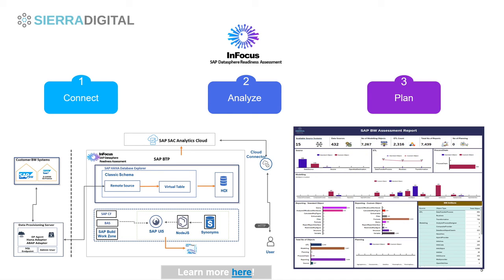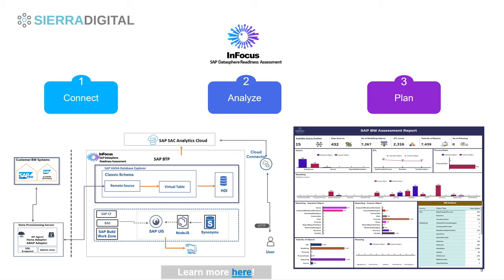Sierra has simplified the consumption of their assessment tool into 3 simple steps. The first step is connect, where the tool employs a straightforward process commencing with the establishment of a connection to the DP agent server, where they work closely with the customer to set up the required RFC connections into the BW systems.